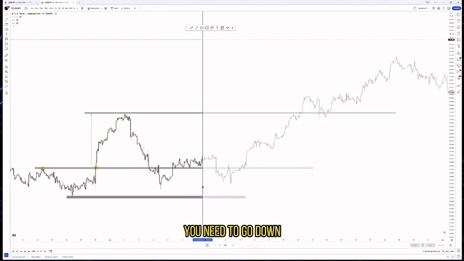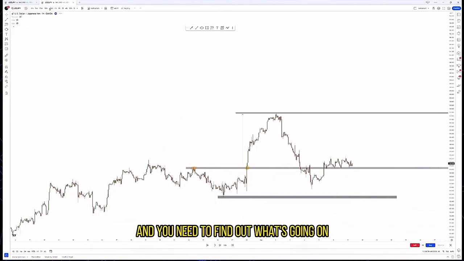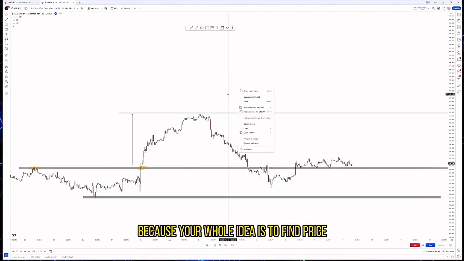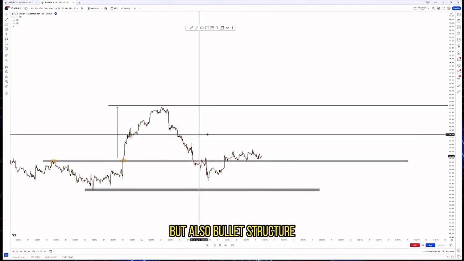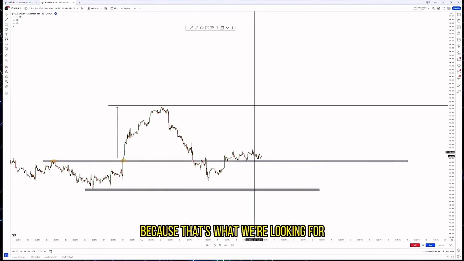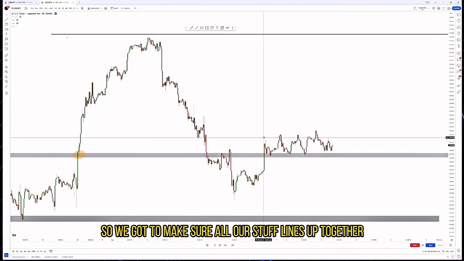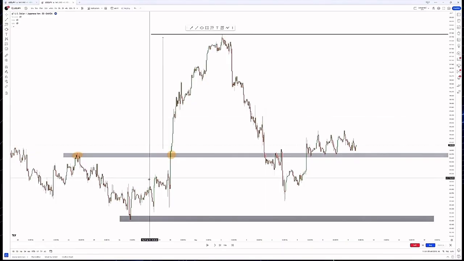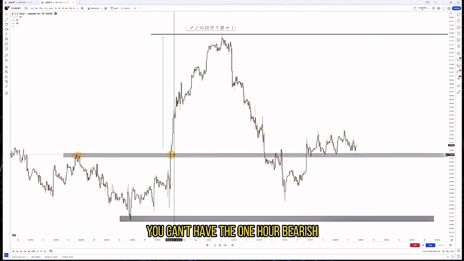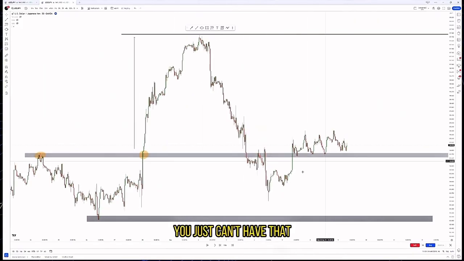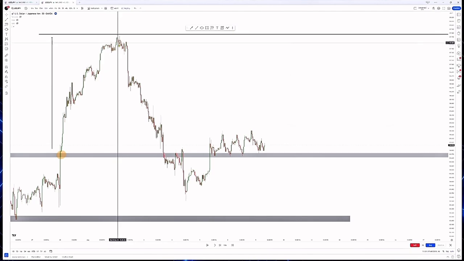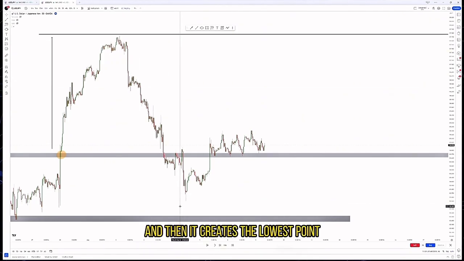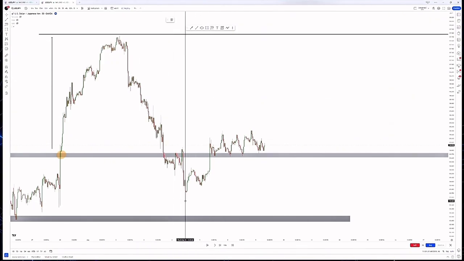You need to go down and find out what's going on, because your whole idea is to find price, one, back above this level, but also bullish structure, because that's what we're looking for. So we have to make sure all our stuff lines up together. What I mean by that is you can't have the 1 hour bearish and then the 5 minute bullish. You just can't have that and think you're going to get into a trade. So let's focus. Price ends up selling and then it creates the lowest point.